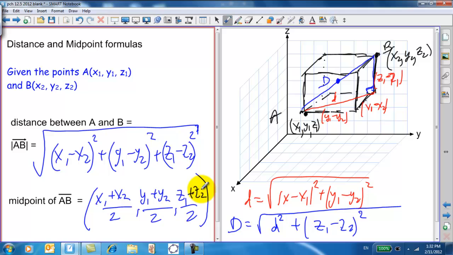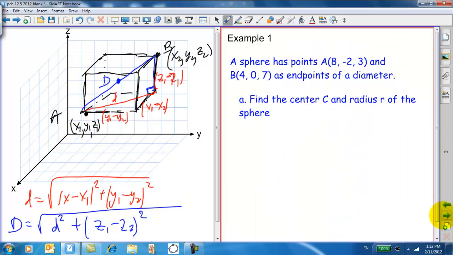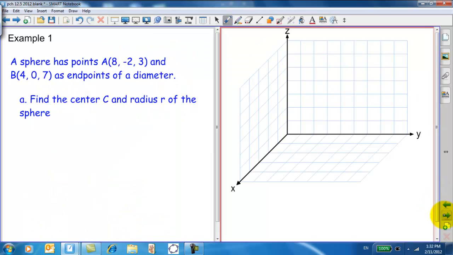Okay? There's your distance and midpoint formulas, given 2 points in 3 space. So a sphere has points A at (8, -2, 3) and B at (4, 0, 7) as endpoints of its diameter. Find the center C and the radius R. This could be a little too hard to actually draw a picture of, but let's give it a try. We're at 8, -2, 3. See, I'm starting to go off the paper anyway. We'll use that for something else later.